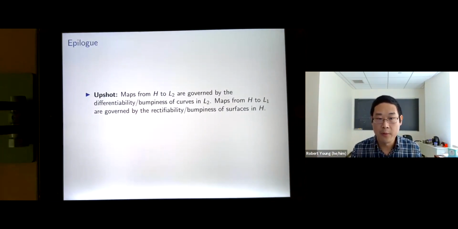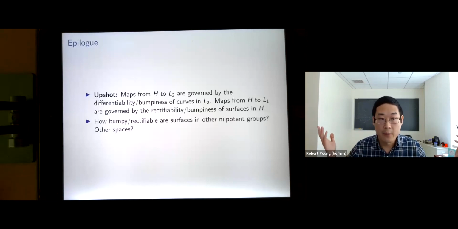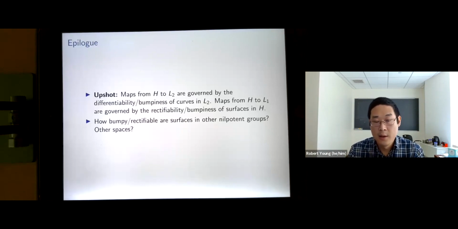The upshot is that maps from the Heisenberg group to Hilbert space and in general to uniformly convex Banach spaces are often governed by the differentiability or the bumpiness of curves in that Banach space. But maps from the Heisenberg group to L1, because L1 doesn't have Rademacher's theorem, doesn't have the Radon-Nikodym property, are governed instead by the shape of surfaces, by the rectifiability and the bumpiness of surfaces in the Heisenberg group. And since you can construct these extra bumpy surfaces in the Heisenberg group, you can get nicer embeddings into L1 and into L2. And so a natural question is, okay, how does this generalize to other groups? How does this generalize to other spaces?